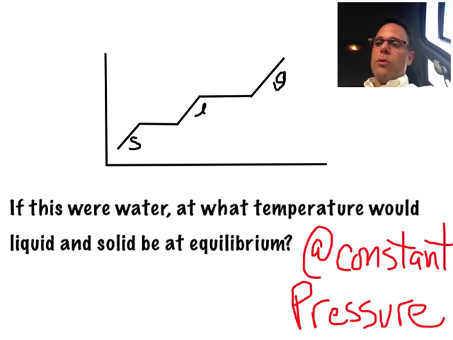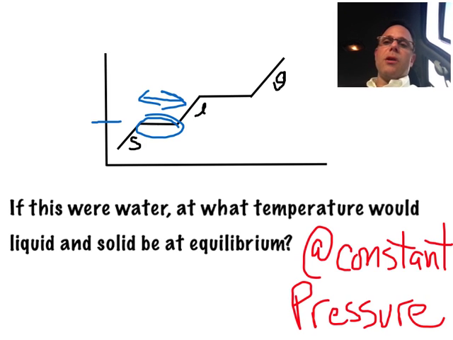So again, if this were water, at what temperature would liquid and solid be at equilibrium if we're at constant pressure? Now, to do this, we would identify the point in which solid and liquid are being converted into each other, so we're at equilibrium here. And what is this temperature where liquid water becomes a solid and solid water becomes a liquid? We know that to be 0 degrees Celsius.